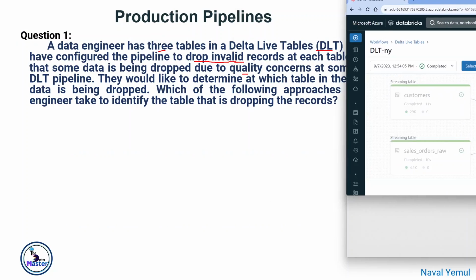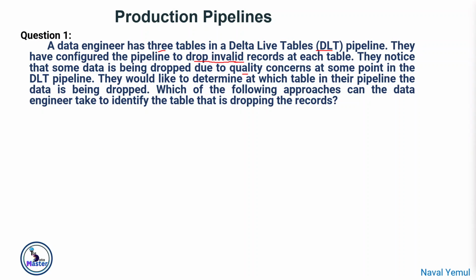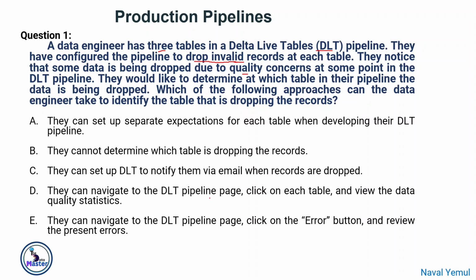So now moving to the question and looking at the options. Let me show you the options here. So they can set up a separate exception for each table when deploying their DLT pipeline. So they are saying that separate exception for each table. Maybe we'll see that. They cannot determine which table is dropping off. This option goes off because we can determine which records are going off.